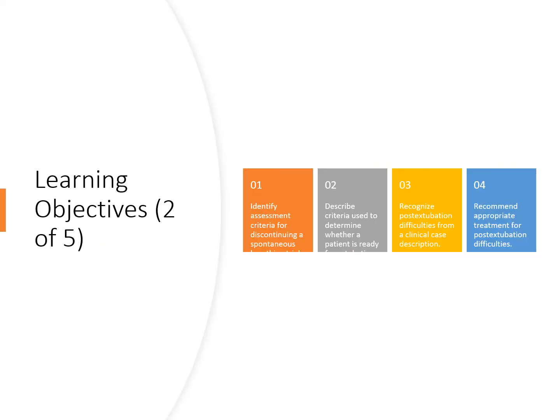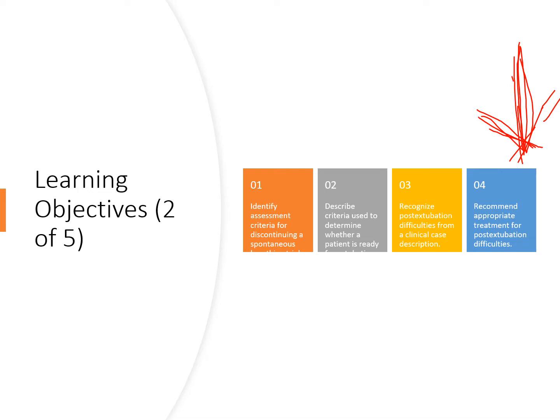Other things is just to make sure you identify the criteria for discontinuing on spontaneous mode, or determine whether the patient's ready to come off, or recognize the difficulties from the clinical description. So being able to recognize these difficulties in weaning is going to be pretty important, especially post-extubation difficulties, which you see here. Post-extubation difficulties is something that you can't really anticipate. You can prepare for, but you can't really know that every patient that you're going to extubate is going to be easy when they extubate or not, right?